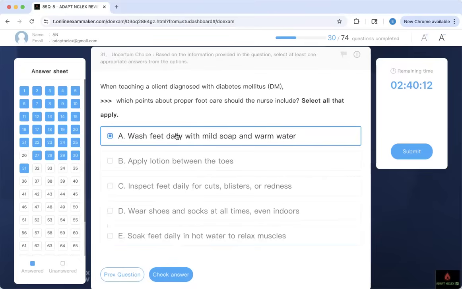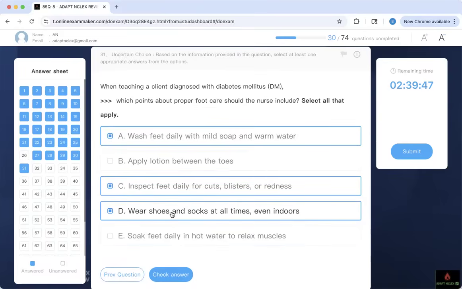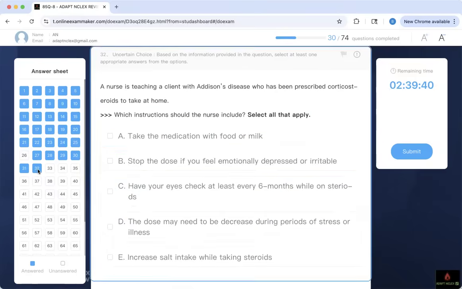Let them wash it. If there's anything there, dirty stuff, infection, a wound, clean it. But don't apply lotion between your toes. Fungus will grow and cause problems. You should inspect it for cuts and redness so that we can treat it early. Wear shoes and socks at all times. Even when you are inside, I want you to wear shoes and socks at all times. Soak your feet daily in hot water to relax muscles? Don't do that. You're going to injure yourself. So these are the things you teach them.